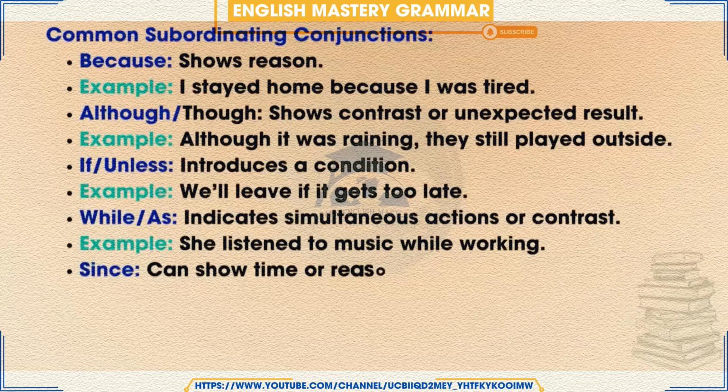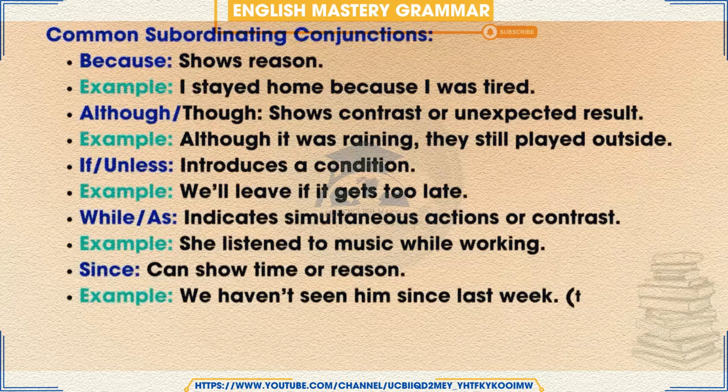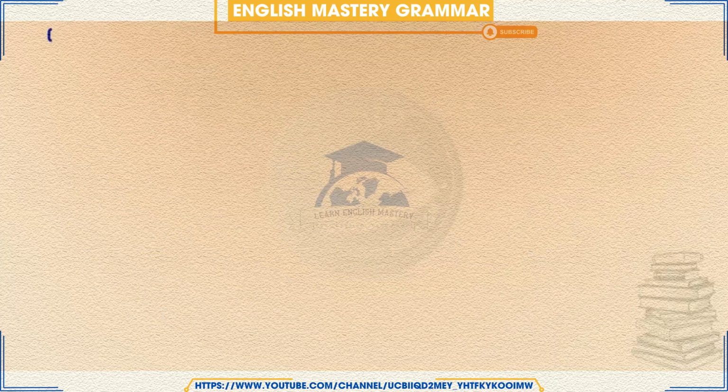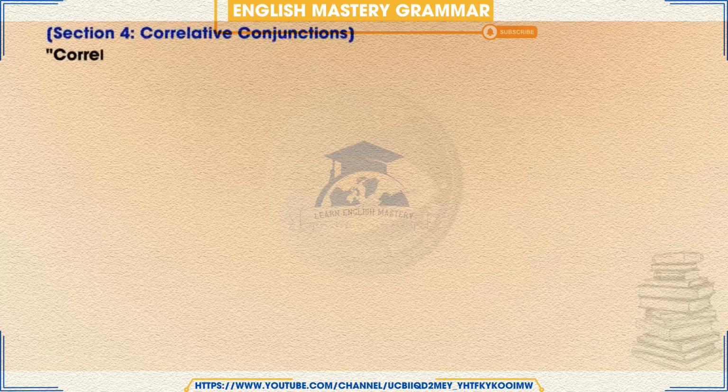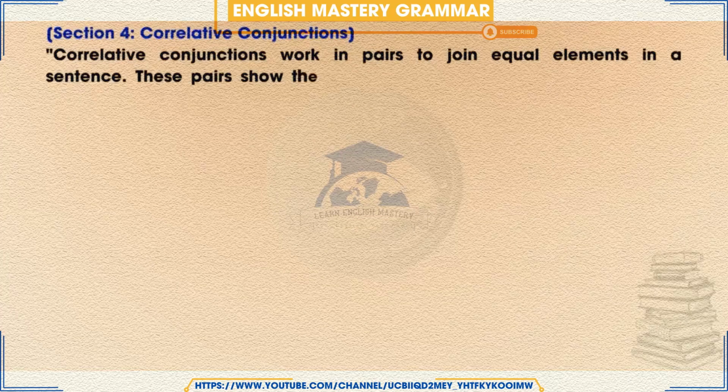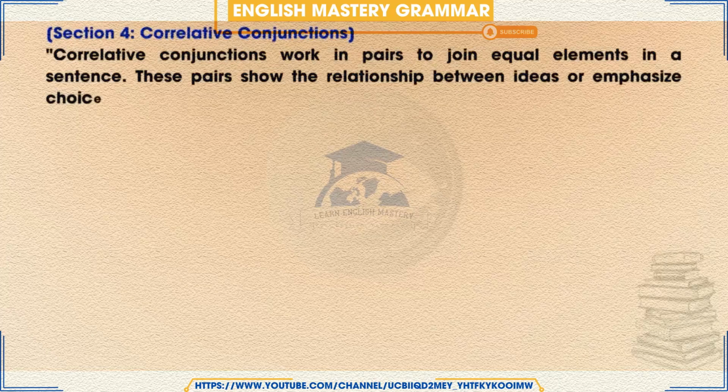Since can show time or reason. Example: We haven't seen him since last week. Time. Example: Since it's late, we should leave. Reason. Section 4. Correlative conjunctions. Correlative conjunctions work in pairs to join equal elements in a sentence. These pairs show the relationship between ideas or emphasize choices or contrasts.